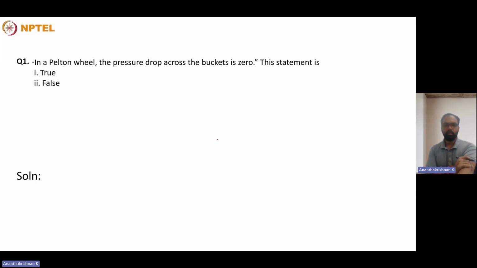So this is a true or false statement. In a Pelton wheel, the pressure drop across the bucket is 0. Is the statement true or false? Pelton wheel is a type of impulse turbine, and we need to check whether the pressure drop across the buckets is 0.